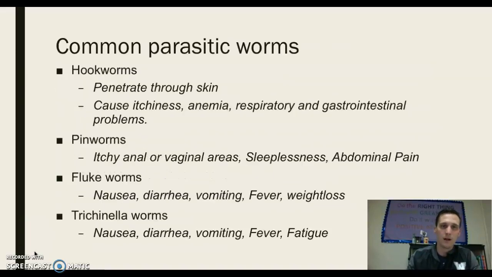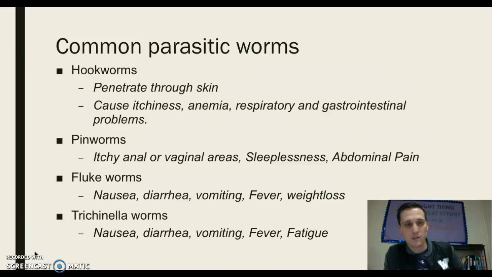Common ones here, again, hookworms. They're going to penetrate through the skin. People that are barefoot come across these. It will penetrate the skin, causing itchiness, anemia, respiratory problems, and gastrointestinal problems. Pinworms are kind of a unique case. They may cause itchy anal or vaginal areas, sleeplessness, or abdominal pain. Flukeworms and trichinella worms are very similar, both causing nausea, diarrhea, vomiting, fever, and fatigue, almost seeming like food poisoning or flu symptoms.